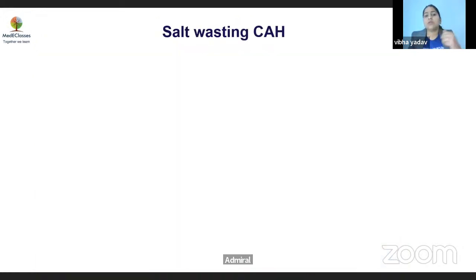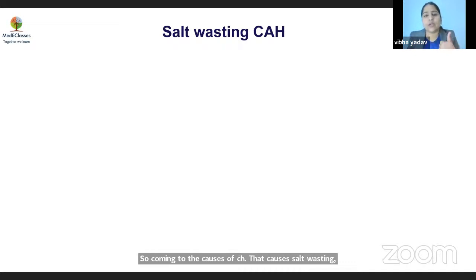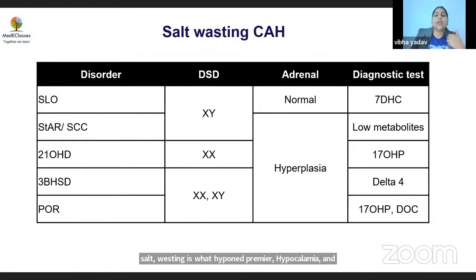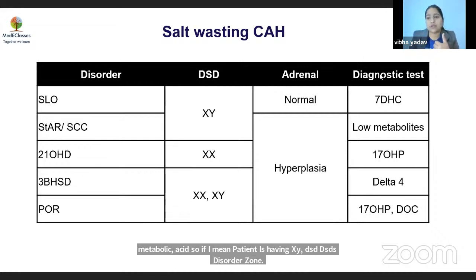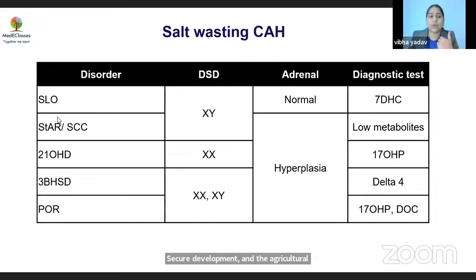So coming to the causes of CAH that cause salt wasting. Salt wasting is what? Hyponatremia, hyperkalemia, and metabolic acidosis. If any patient has XY DSD, DSD being disorders of sexual development, and the adrenals are absolutely normal, it could be SLO, Smith-Lemli-Opitz syndrome. Here we get syndromic facies like upturned nose, syndactyly, and how could we diagnose this? The 7-DHC level will be low here.